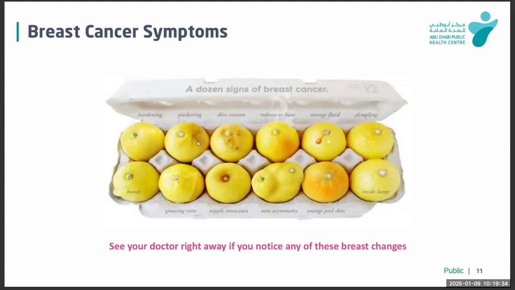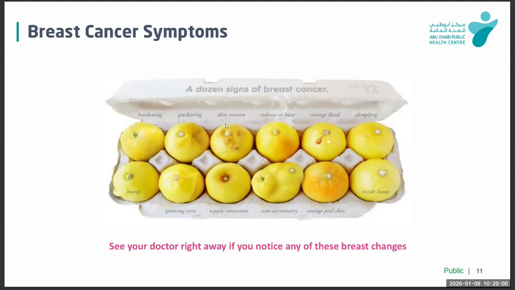Then there is puckering. Puckering means that your breast tissue, or one side of the breast wall, just starts to invaginate into the breast. The reason for this invagination or puckering is basically that the tumor starts attaching to the skin of the breast, and then starts pulling it due to the fibrous structure of the tumor. So it tends to go in.